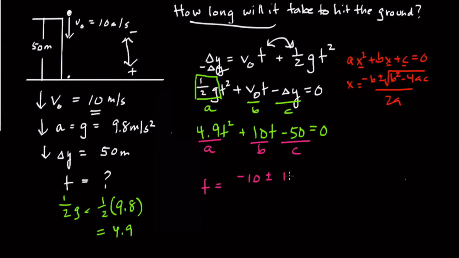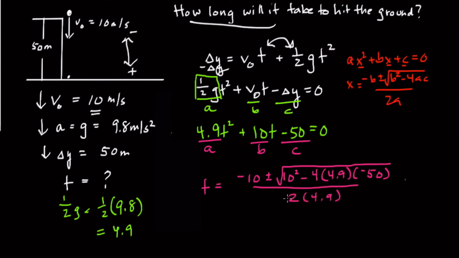Plus or minus the square root of b squared, right? B is 10, so that's 10 squared, minus 4. The a term is 4.9. C is negative 50. This all goes under a radical. And it's all divided by 2a, which is 2 times 4.9. When you do this, you're going to get two roots. You're going to get one when you add, and you're going to get one when you subtract. So when you put that into your calculator, for the positive, when you add them, you should get 2.3 seconds. When you subtract, you're going to get negative 4.4 seconds.